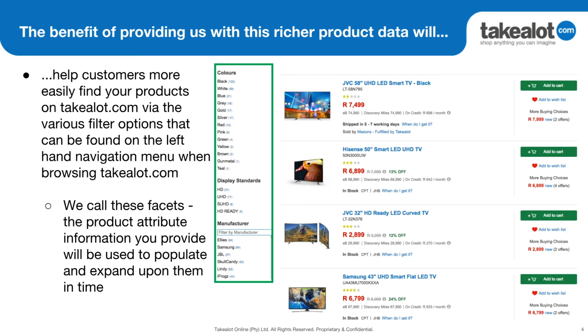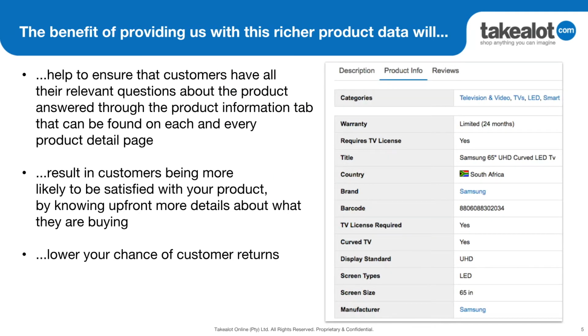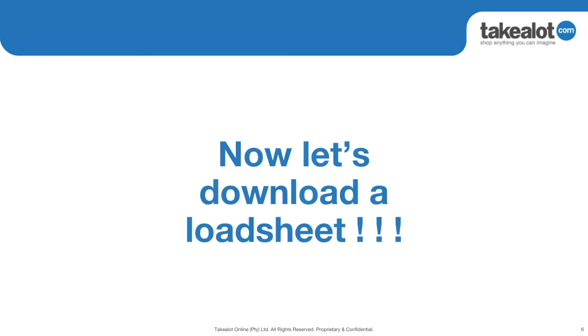This richer product data will help customers have all their relevant questions about the product answered on the Product Information tab. This will result in customers being more likely to be satisfied with your product by knowing upfront more details about what they are buying. Providing both the required and recommended information is also likely to lower your chance of customer returns.